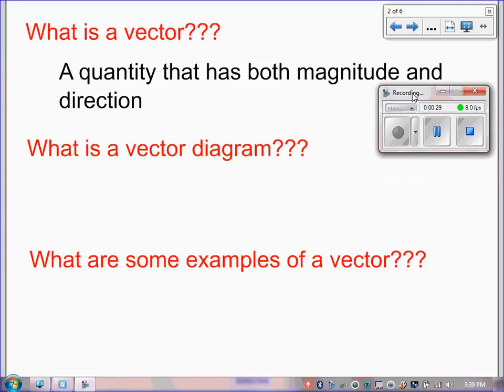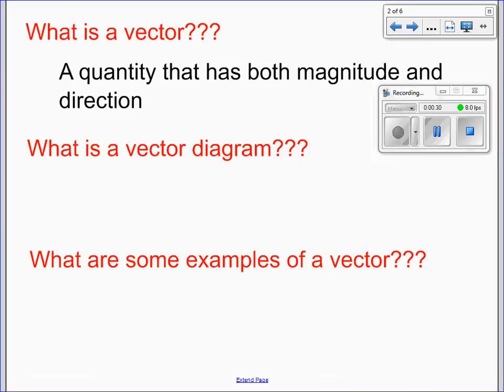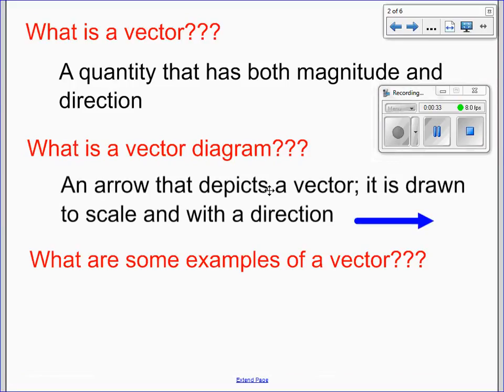Now how do we show that in a diagram form? A vector diagram is going to be an arrow that depicts a vector. Notice that a vector is going to be drawn to scale and it's going to have a direction. So let's take, for example, this blue arrow that we see on the screen. This would be an example of a vector diagram. This vector is drawn to the right and it's also drawn with a certain scale.